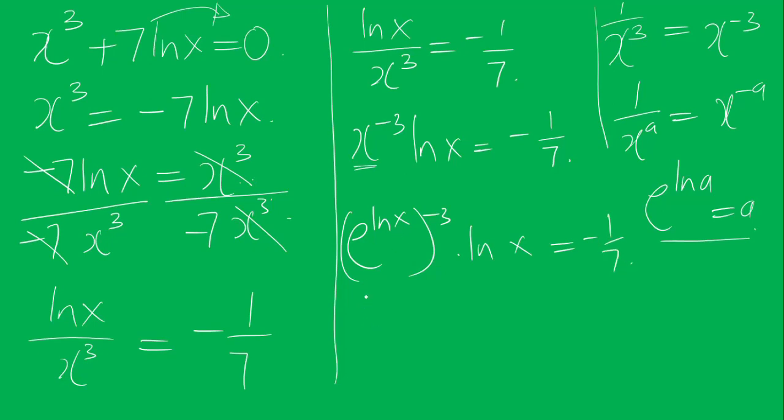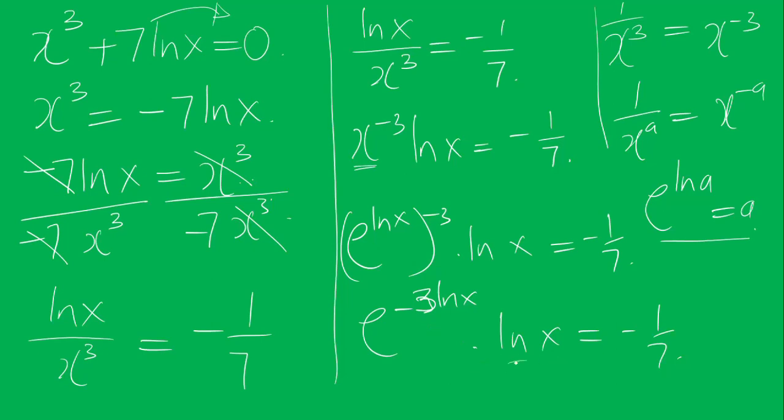So now you have this to be e to the power minus 3 times natural log x, times natural log x, is equal to minus 1 all over 7. Now, if you look at this, you have minus 3. If you check, minus 3 is here.